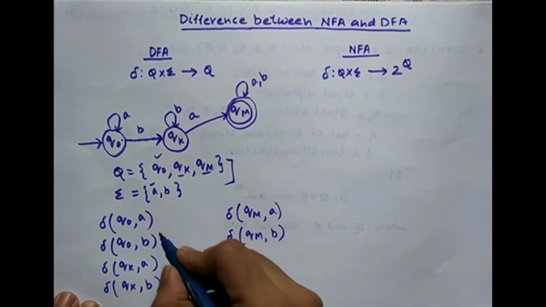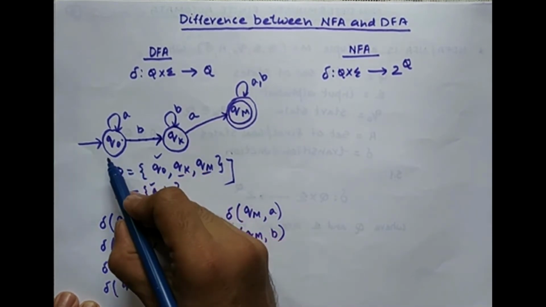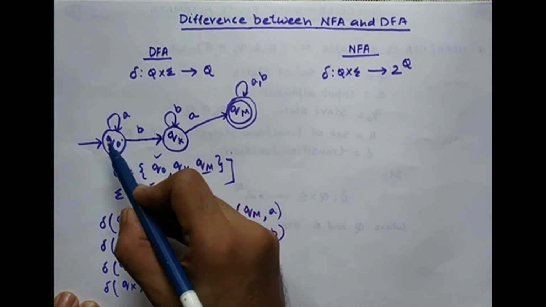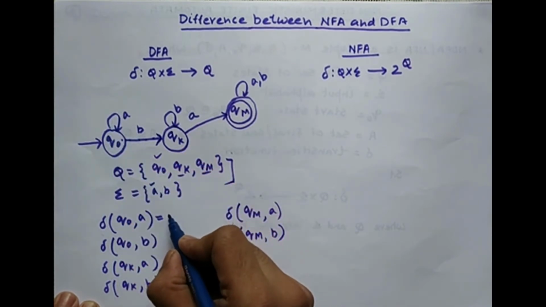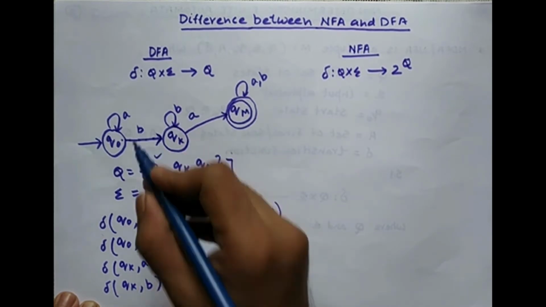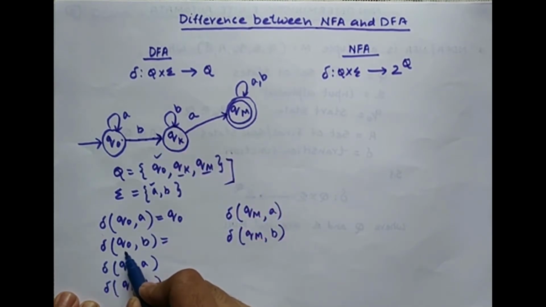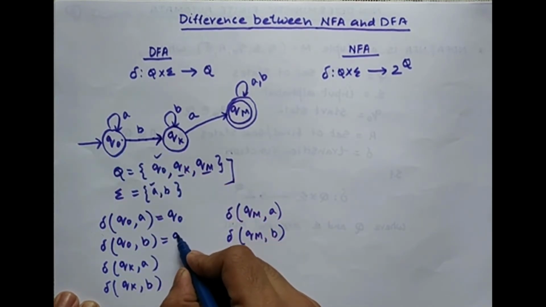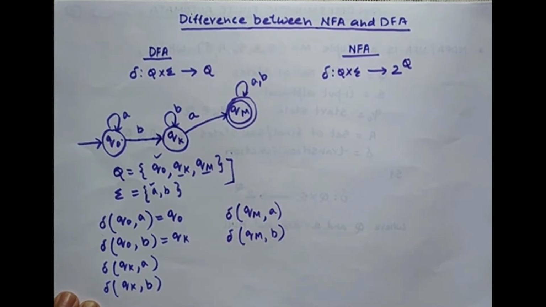Okay, now let us find out. Now, q naught on reading a, where does it go? It goes to only one unique state called q naught. Yes, in this diagram. Now, q naught on reading b, where does it go? It also goes to one unique state called qk.